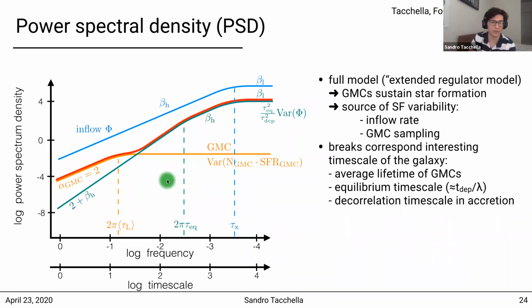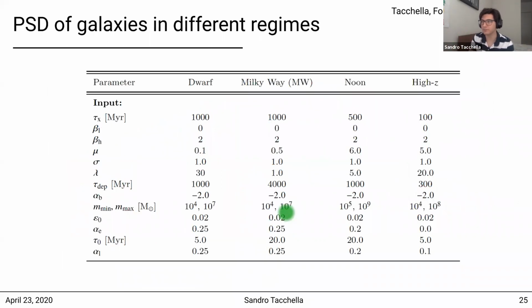And of course, you can play around with the different time scales. But the key takeaway here is that on short time scales, the break in the power spectrum is related to the average lifetime of GMCs, which is quite interesting because this means that maybe we are able to learn something about GMCs from integrated galaxy constraints. And then the intermediate time scale break is related to the equilibrium time scale of the regulator model. And then on long time scales, we have something which is given by the accretion rate onto the galaxy.